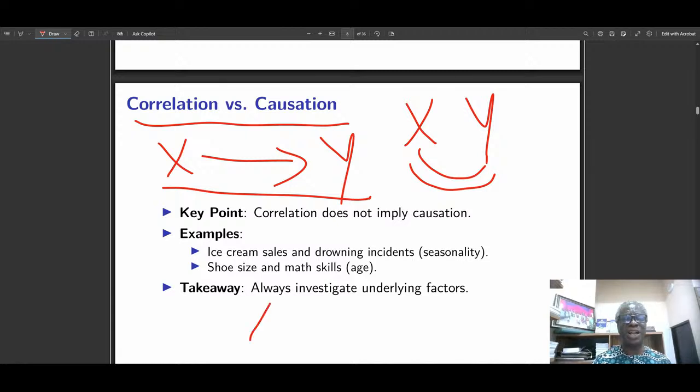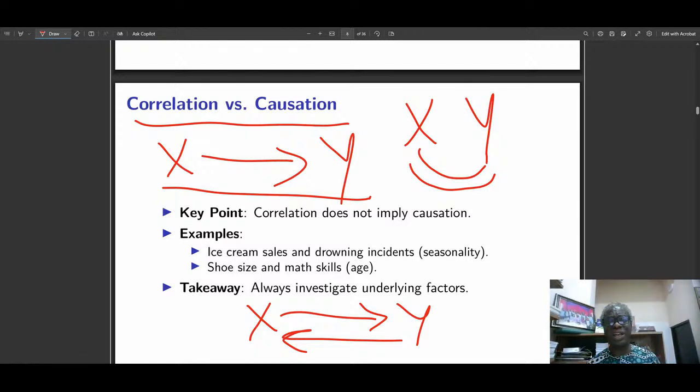You can also have a situation where you have bidirectional causation, so X causes Y and Y also causes X. But we are not going to discuss causation for now. We are not discussing this, but we will now look at this one.